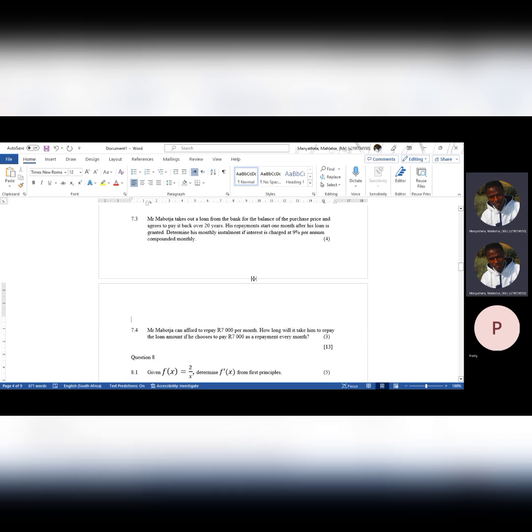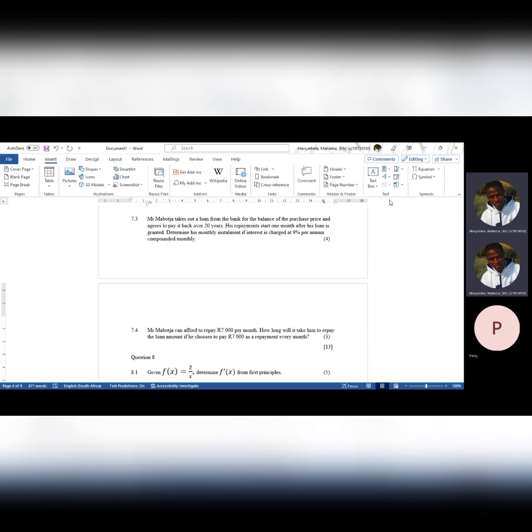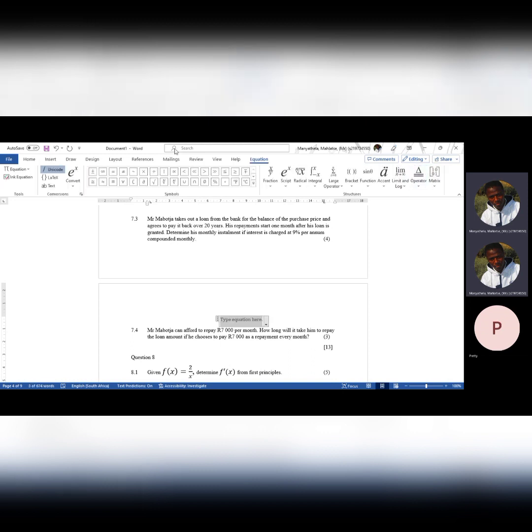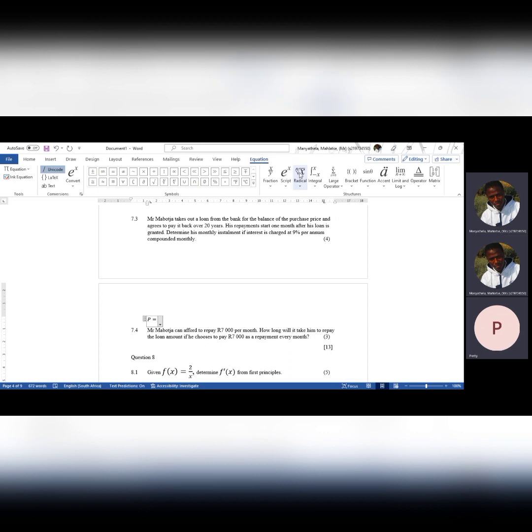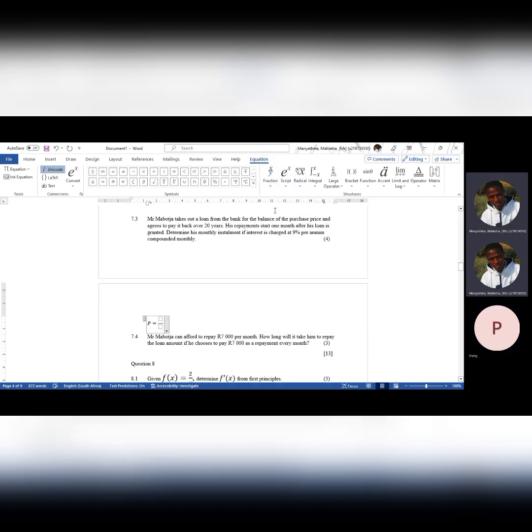When you deal with a loan, it means you're going to use the formula for present value, right? If it's a loan, it's present value. So let me quickly write down this formula for present value. We are dealing with a loan, unless it was an investment.